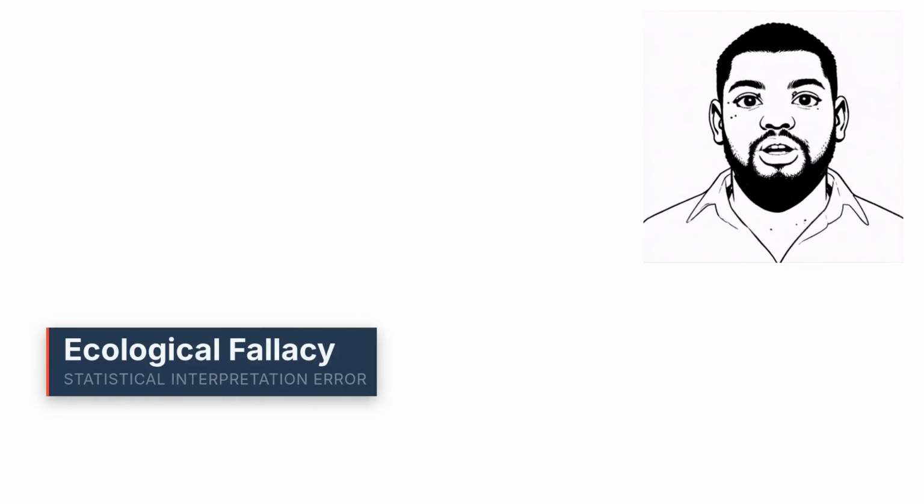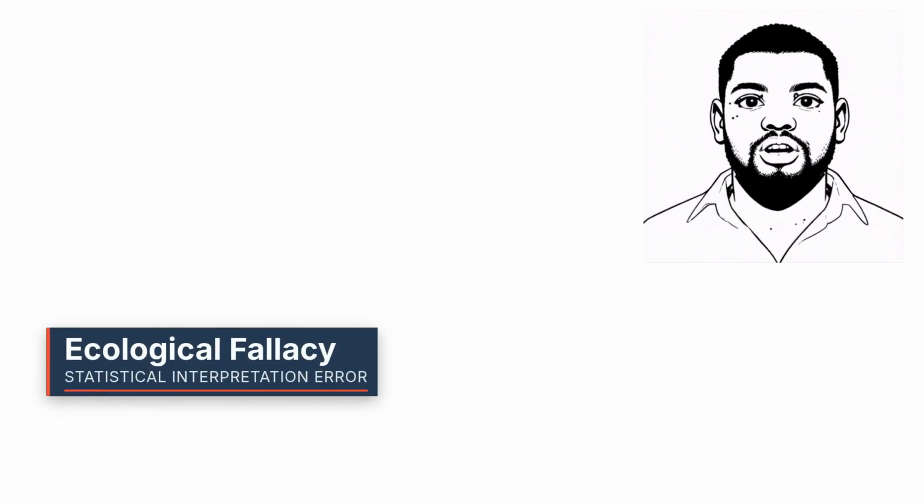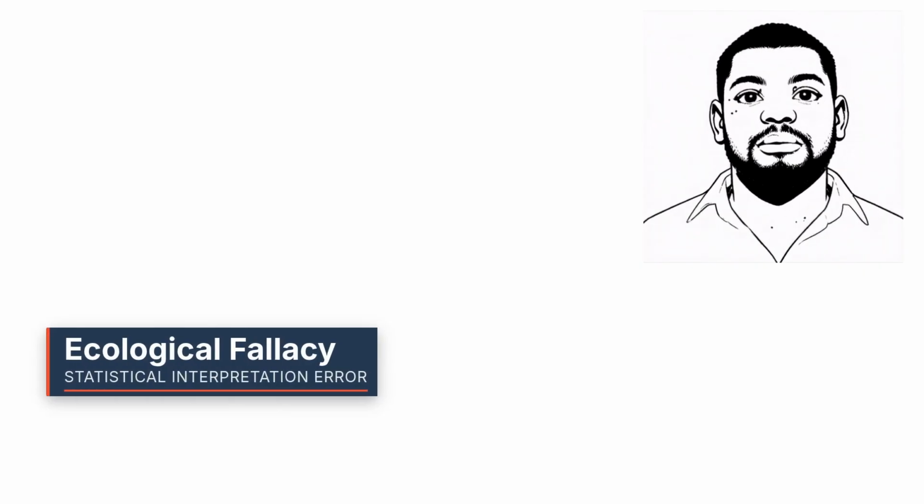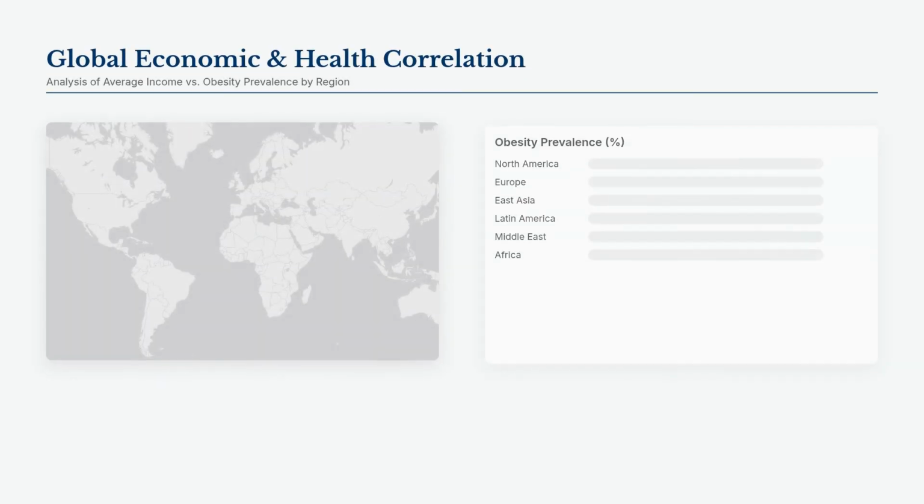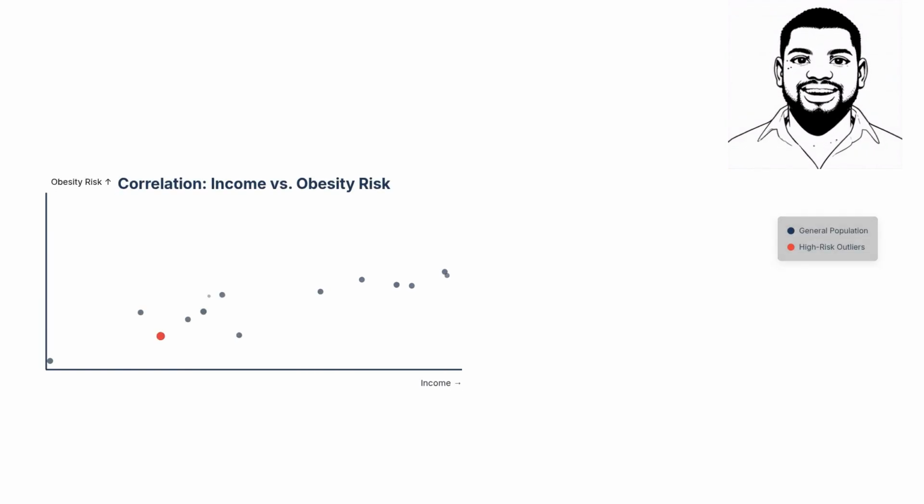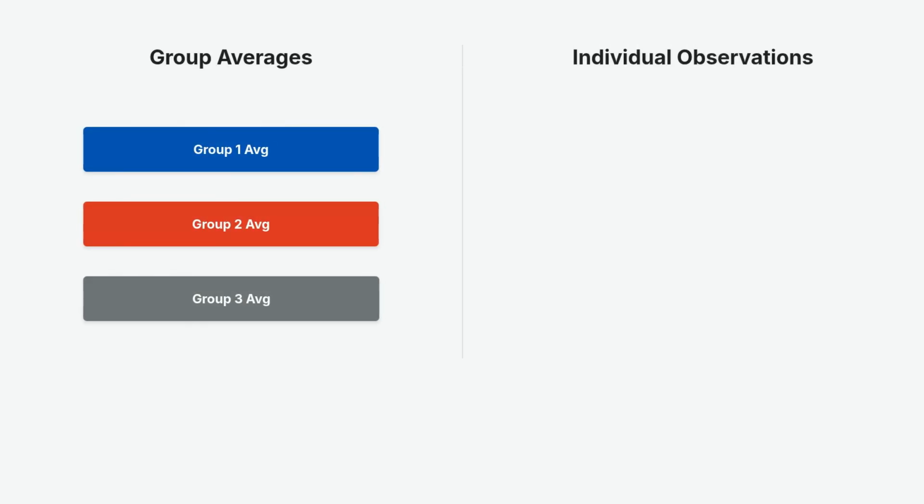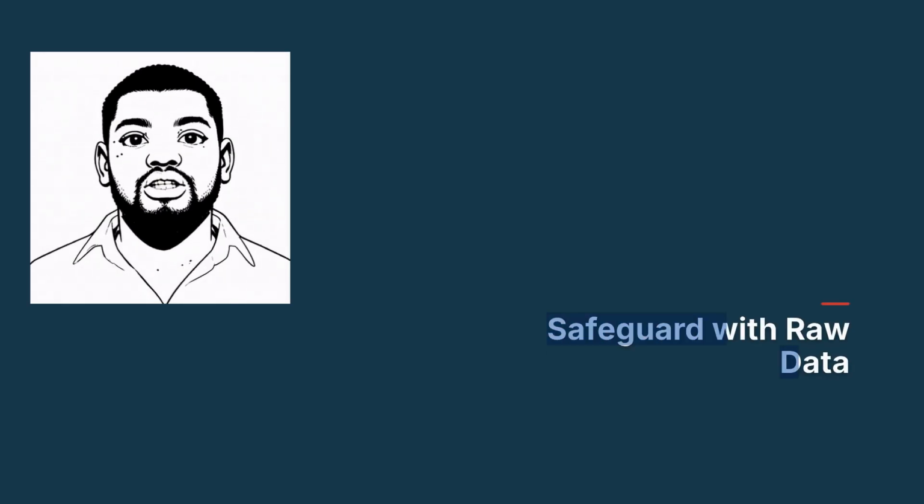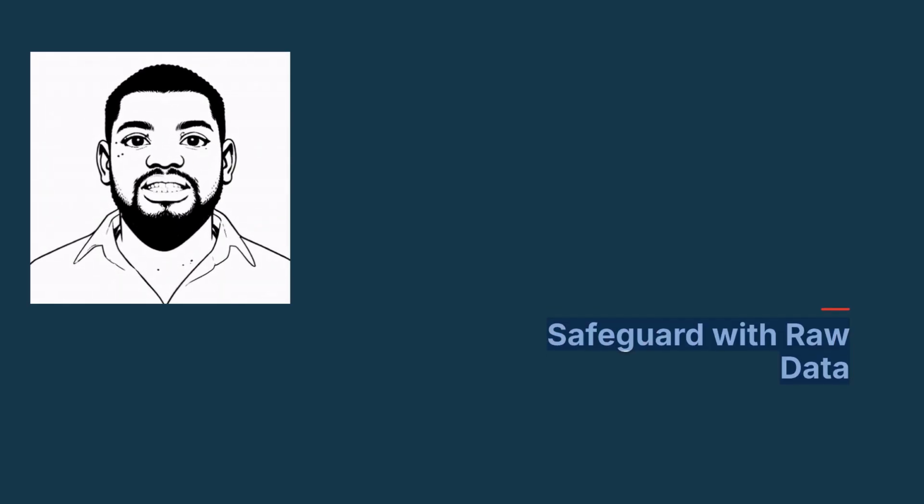The third example is the ecological fallacy. This occurs when relationships observed at the group level are incorrectly interpreted as applying to individuals. For example, regions with higher average income might also show higher obesity rates. But within each region, individuals with higher income might actually have lower obesity risk. Without visualizing individual level observations alongside aggregated summaries, this contradiction can easily go unnoticed. It's a classic mistake that only raw data visualization can truly safeguard against.